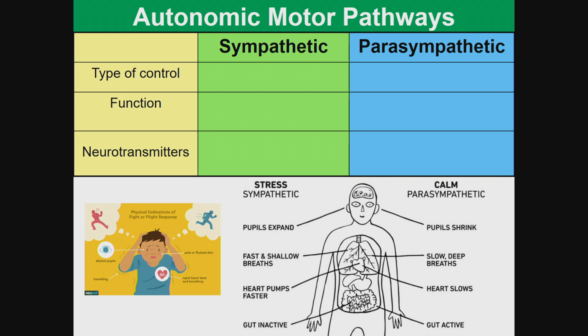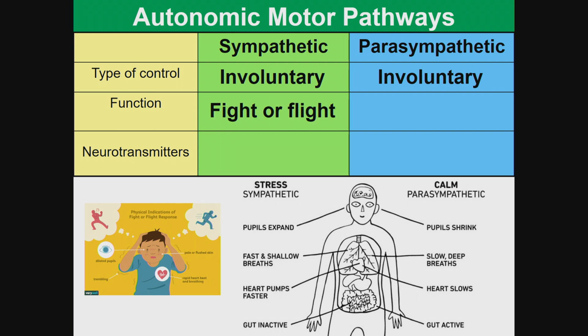So to summarize, the sympathetic and parasympathetic nervous systems are both under involuntary control. You don't have to think about them for them to work. Function of sympathetic is fight or flight. Now we say fight or flight, but anything that requires more focus would stimulate more of the sympathetic nervous system versus the parasympathetic. Things like writing a test, walking, running, playing a sport, being more active is sympathetic.